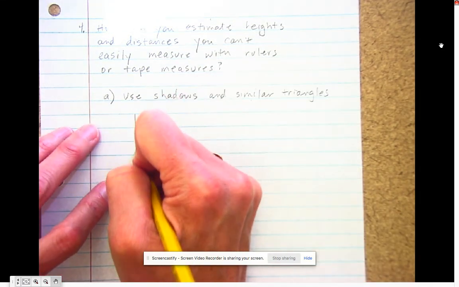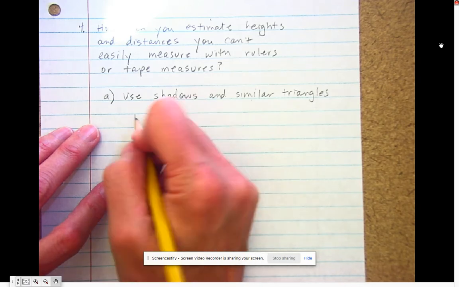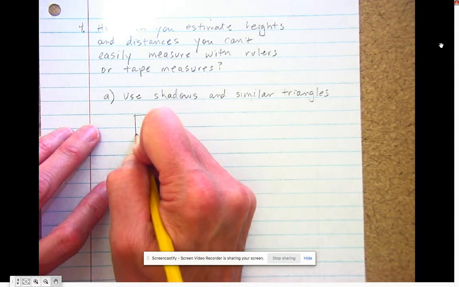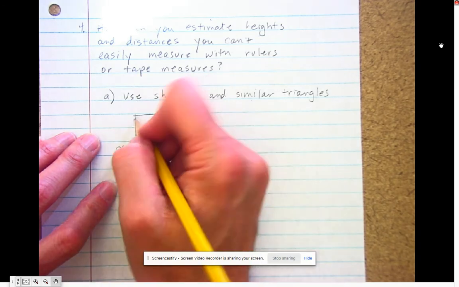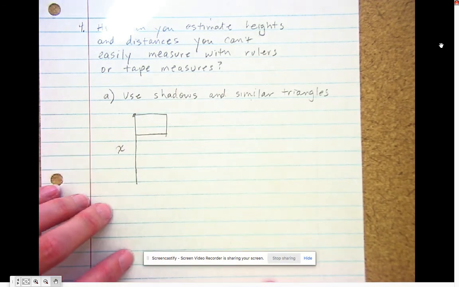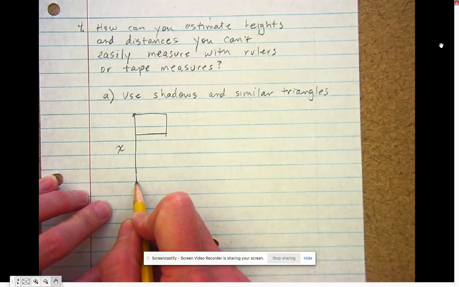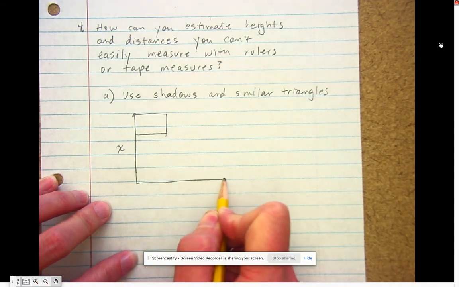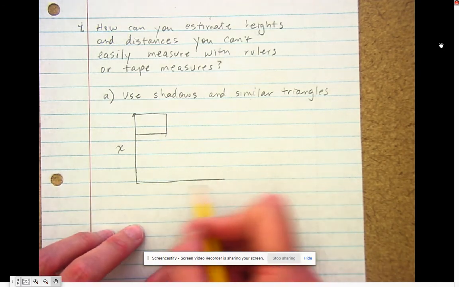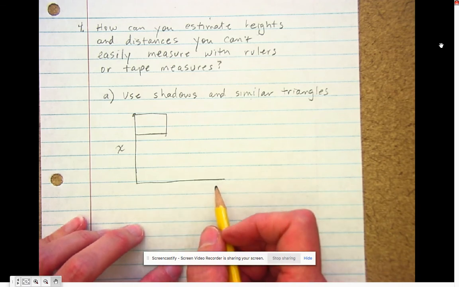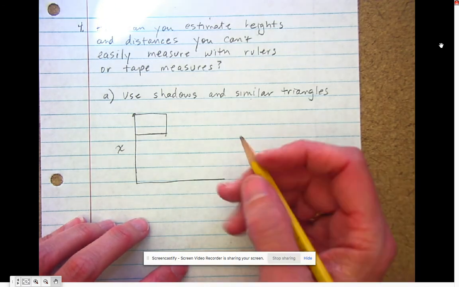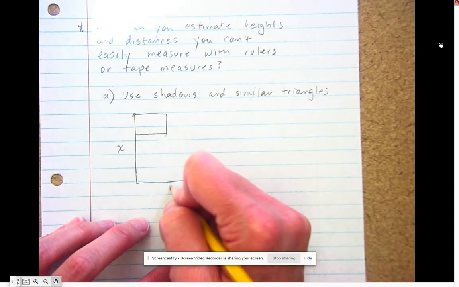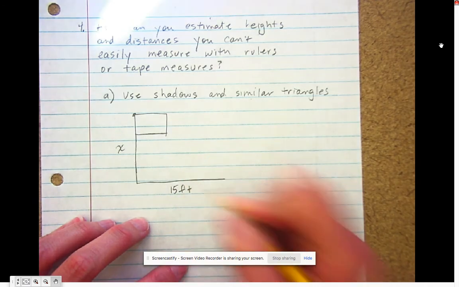All right, so let's say we went outside and we looked at the flagpole. We're not going to shimmy up to the top. Let's say we wanted to find the height of that flagpole. Well, one thing we could measure is, if it had a nice long shadow out here, we could measure the shadow of that flagpole. So let's say that shadow ended up being like 15 feet.